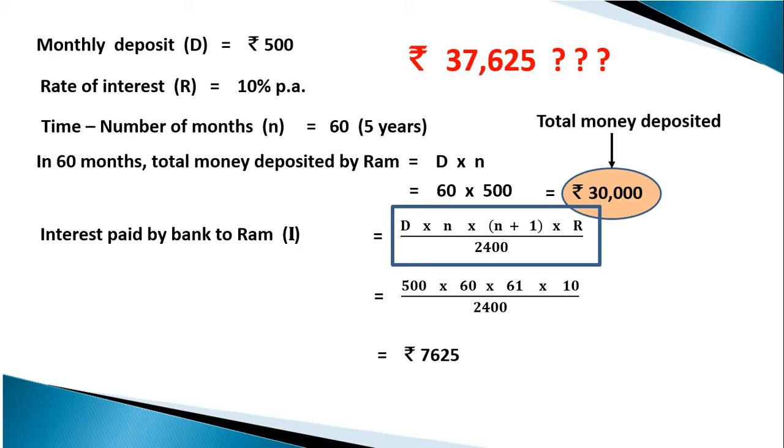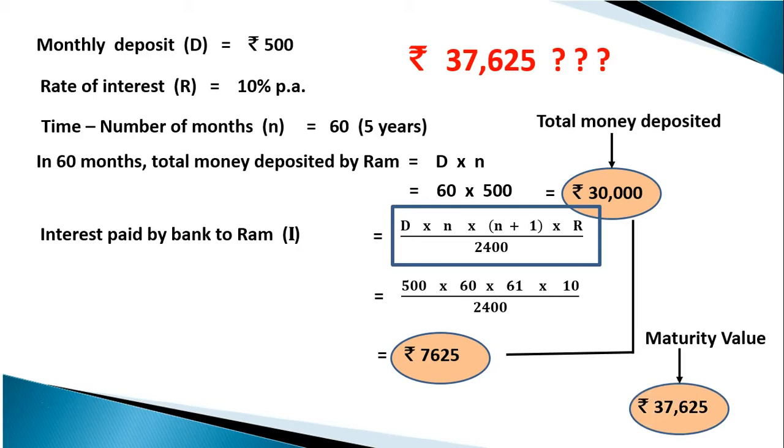That means the bank is supposed to pay a total money of 30,000 along with interest of rupees 7625 to Ram. So the total money paid by bank to Ram will be rupees 37,625, and this money that Ram gets in the end along with interest is called the maturity value.